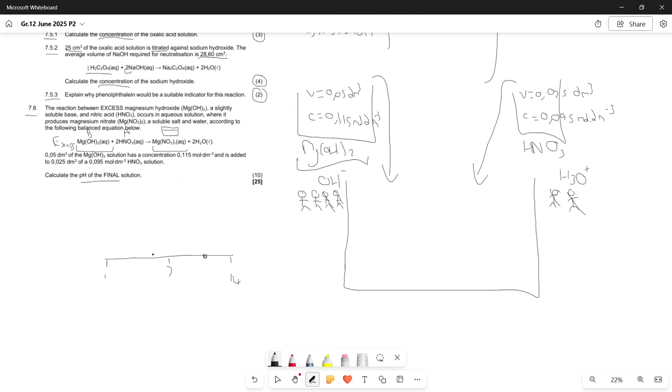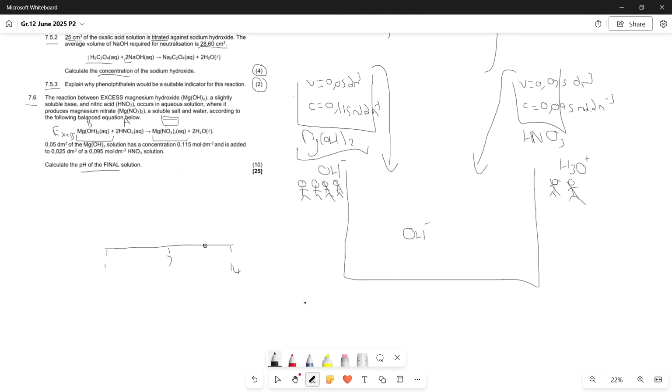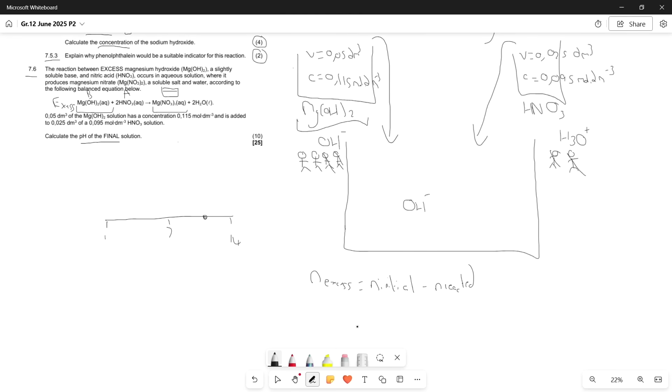If it is low or neutral, we have done something incorrectly because they said there's excess magnesium hydroxide. And if we know that this is in excess, with OH minuses at the end, the way we're going to get the moles for our excess is to take the moles of the initial minus the moles of the reacted, because we want to know how much is left. This will tell us the pH of the final solution. So this is the setup.